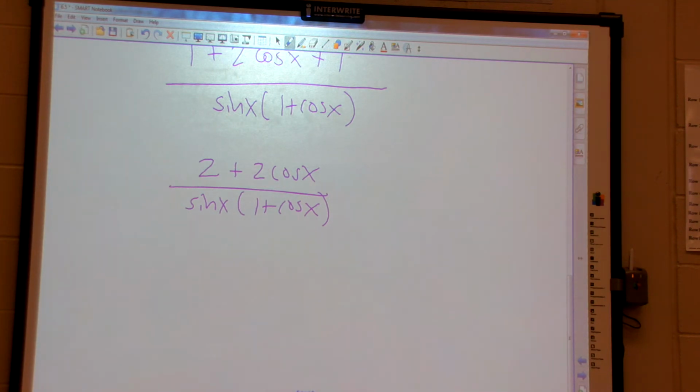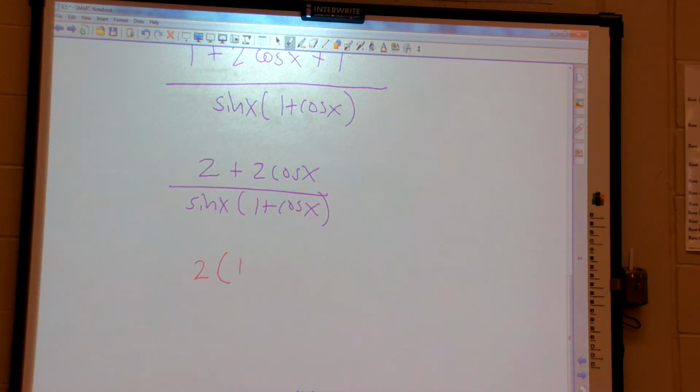Any ideas? Pull out a 2 on the top. You can pull out a 2. Now, for those thinking this, don't write this. Cancel. No, no, no, no. You can only cancel something if it's multiplication. This is addition, correct? Yes. So you cannot cancel if anything is being added or subtracted. So, no on that one. So I can pull out a 2 up top.